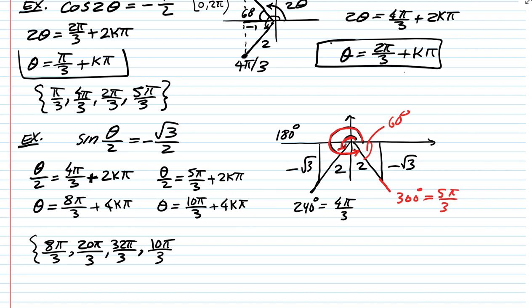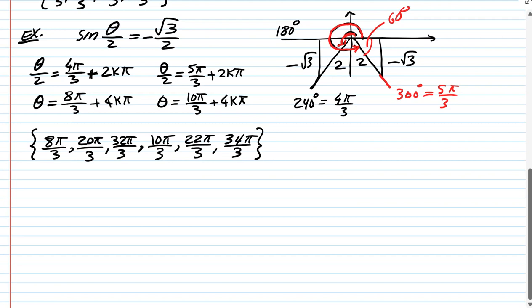All right, and then let k be 1. And when k is 1, 4 pi, that's 12 pi over 3. 12 and 10 makes 22 pi over 3. And another one, 12 added to that. 12 and 22 makes 34 pi over 3. And there you have it. So we have 6 solutions. None of these are in 0 to 2 pi. Every one of them exceeds it. But that's okay. These are the solutions. And there are countless others.